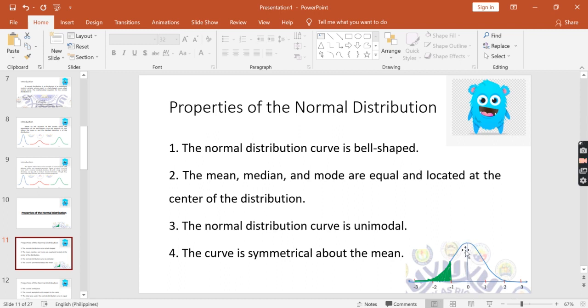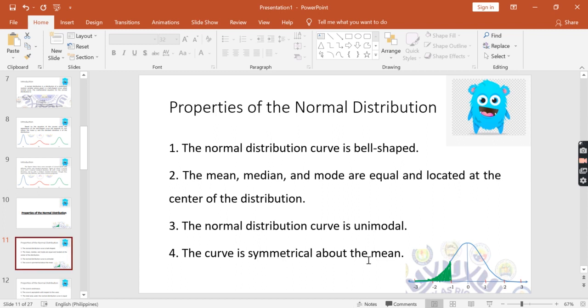So the mean, median, and mode are all here in the center, or in simple terms, the measures of central tendency are all here. So the normal distribution curve is unimodal. When we say unimodal, there's only one mode in this set of continuous data.